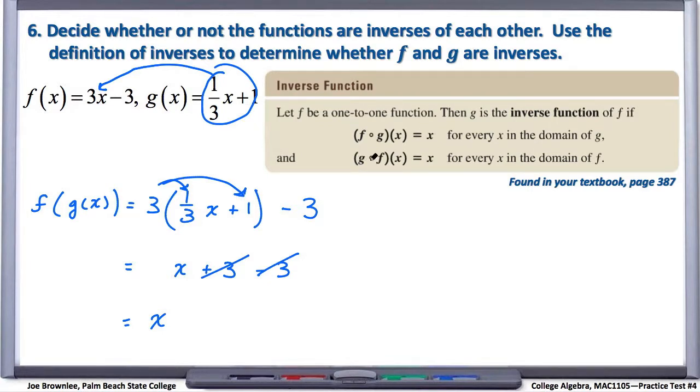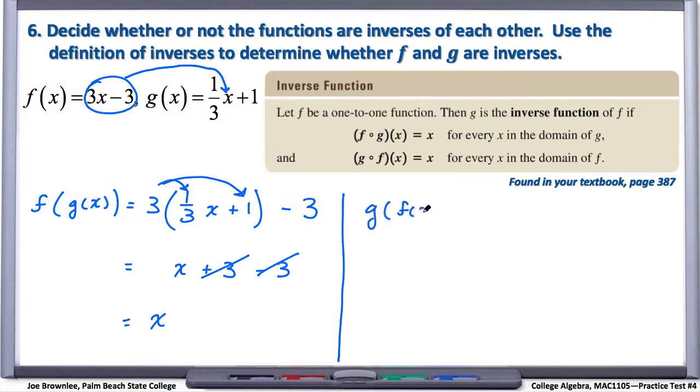Let's go ahead and finish by finding the g of f of x composition, to see if we get a simple x. So let's now do the reverse. We're going to take 3x minus 3, plug it into the g function wherever we see an x, clean it up, and see what happens. So we're finding g of f of x. And again, that will be 1 over 3 times the f function, which is 3x minus 3, plus 1.